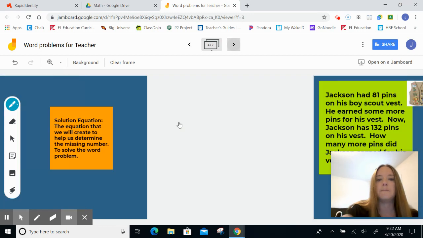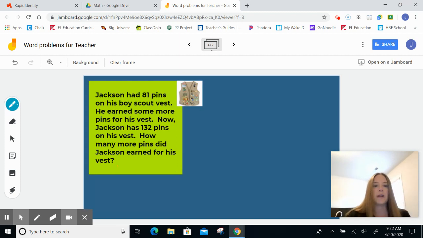Let's get started. Here's the first word problem. Have your paper and pencil ready. You're going to work out these word problems along with me on your piece of paper or whiteboard. All right. Jackson had 81 pins on his Boy Scout vest. He earned some more pins for his vest. Now Jackson has 132 pins on his vest. How many more pins did Jackson earn for his vest?